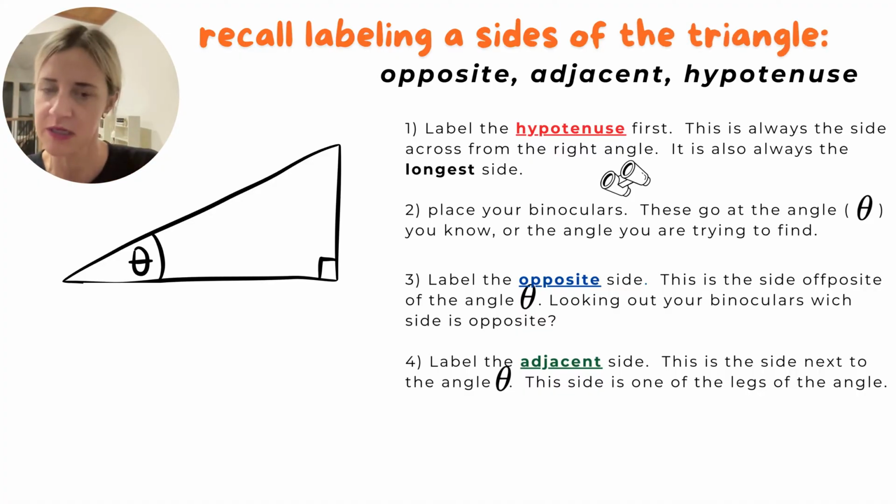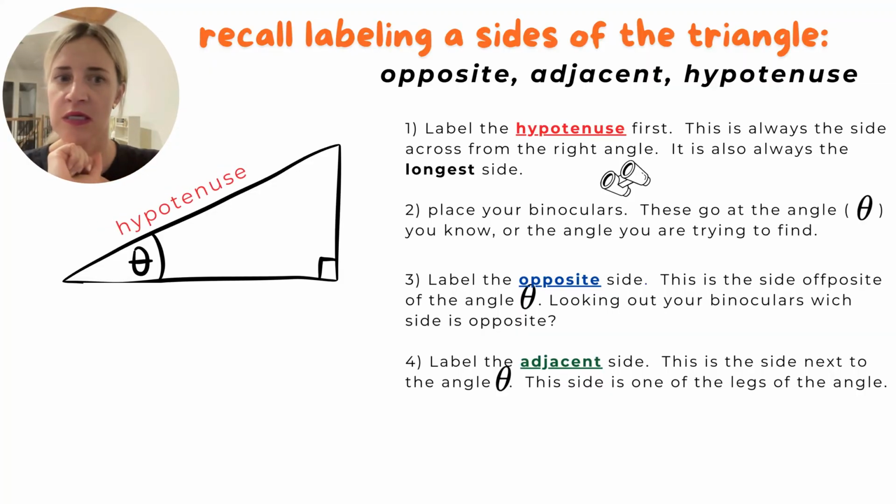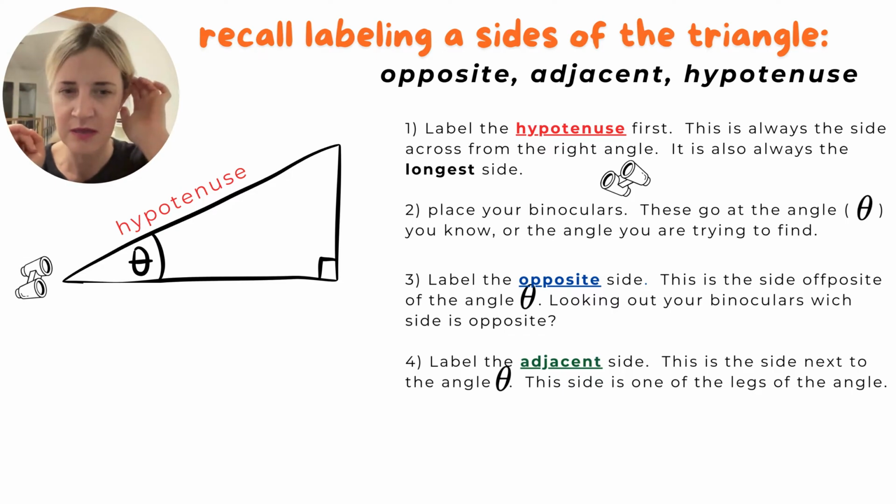Before we go into that, quick reminder, because we still need to be able to label our triangle correctly: how to label the sides of a right triangle. Remember, we have opposite, adjacent, and hypotenuse. First thing, label the hypotenuse. It is always the side across from the right angle. It's also the longest.